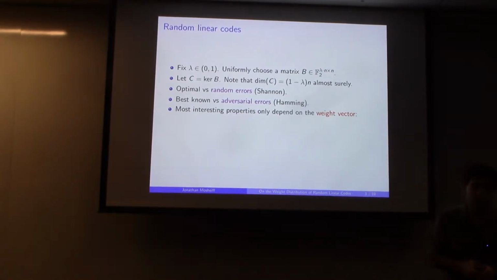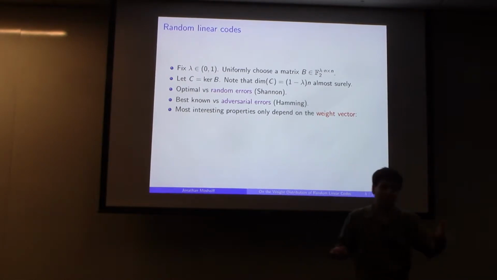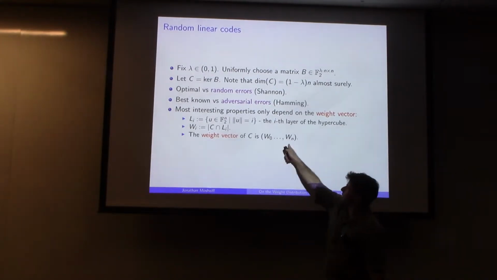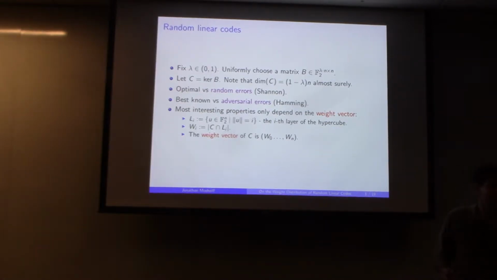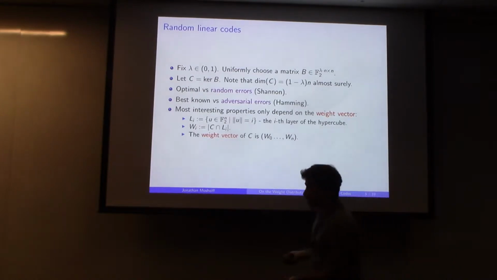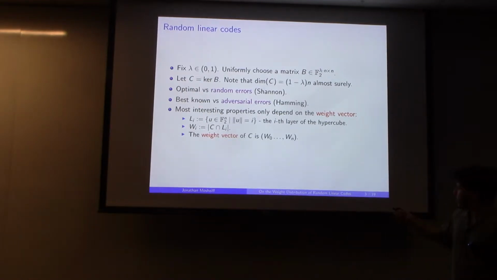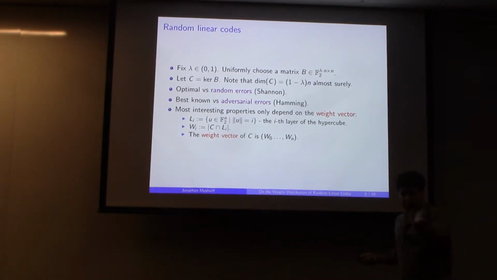Most of the interesting properties of a code can be deduced from what's called the weight vector of a code. So what's a weight vector? Given C, we're interested in this vector W_0 to W_n, in which W_i tells you how many vectors in the code are of specific Hamming weight i. We define L_i to be the i-th layer of the hypercube, and then we take W_i to be the size of the intersection of the code with this layer.